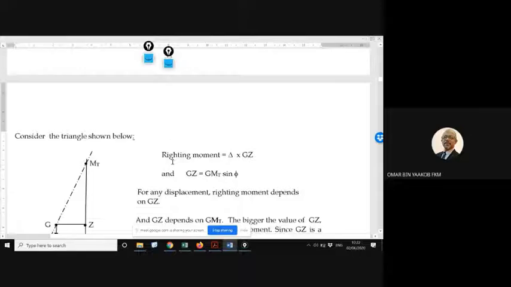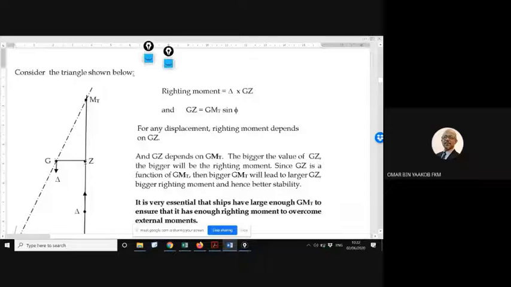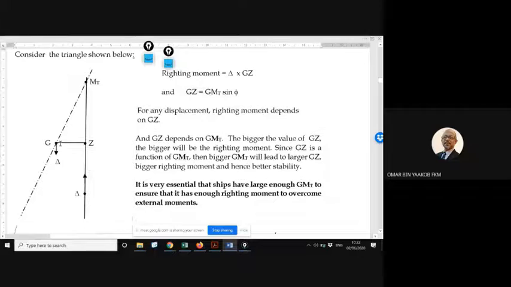And this is how that righting moment is shown. The distance from G to this point is called GZ. This is the line of action of buoyancy, and this is the line of action of weight. Weight is equal to displacement, so the symbol is still the same, and buoyancy is still the same. These two are the same because they are in equilibrium. Buoyancy and weight are always the same. Because of that, you have F going up, F going down. So that's why you have the righting moment or the couple.